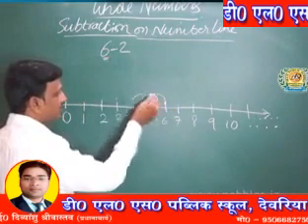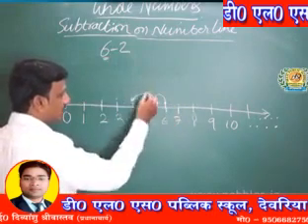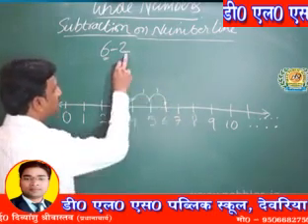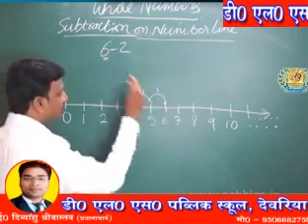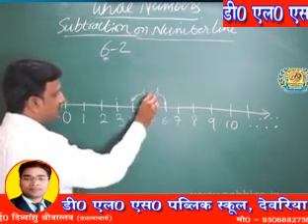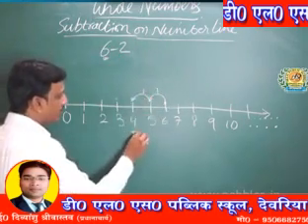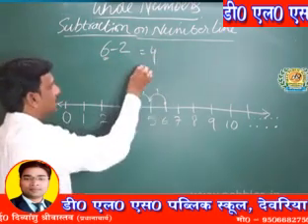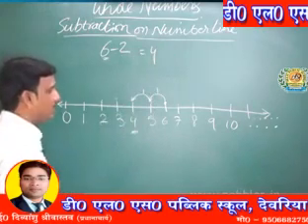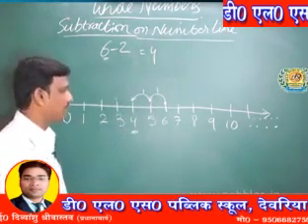If it is addition, right side. Subtraction, left side. How many positions? 2, because it is 6 minus 2. From 6 towards the left, 2 positions. So we reached 4. So 6 minus 2 is 4. In this way, we can subtract whole numbers on a number line.